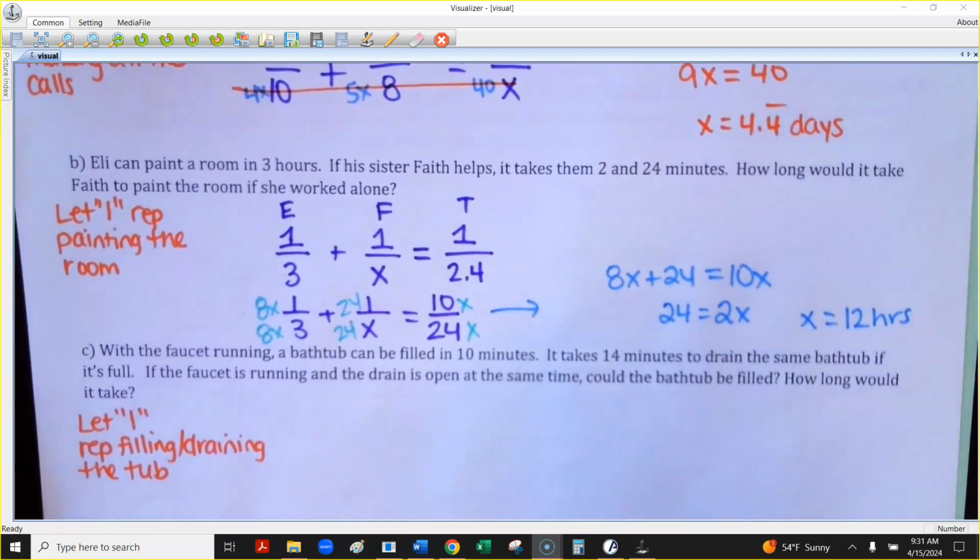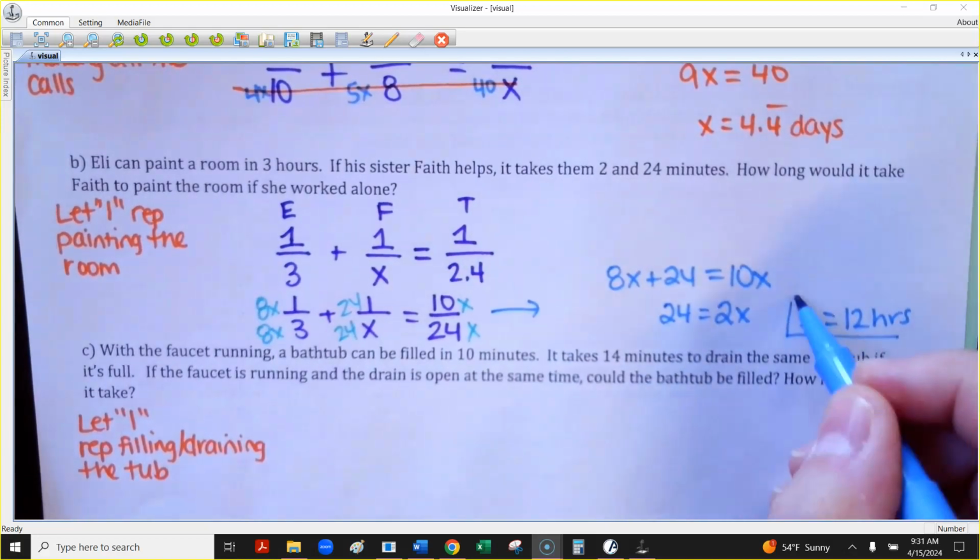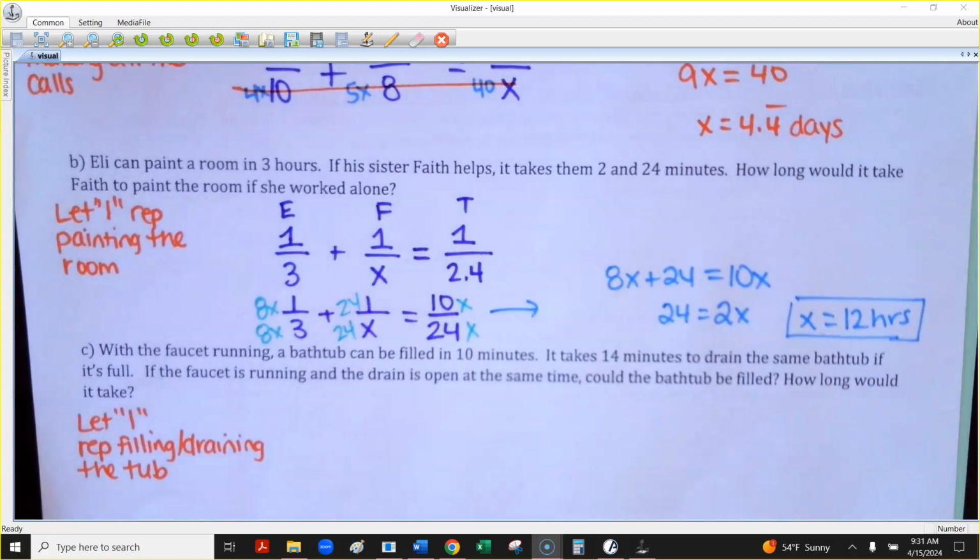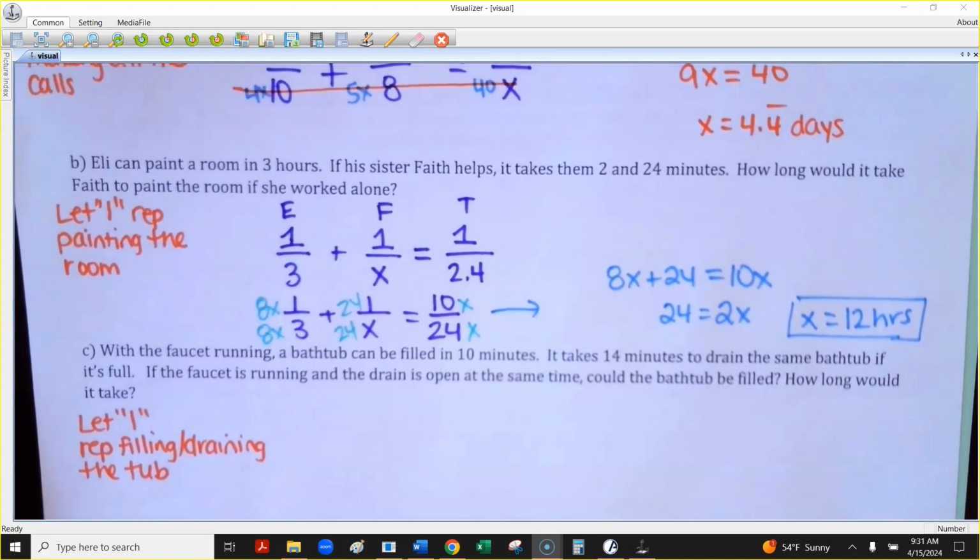So maybe Faith is like 5 years old and they probably shouldn't make her paint a room. But anyway, that's why it takes so long. That's a long time. It's a long time. Okay. Maybe she's a perfectionist or something.